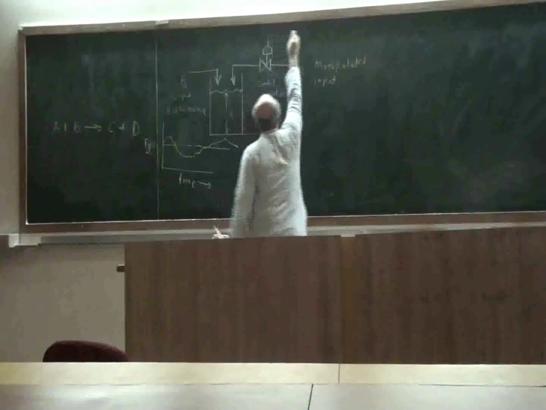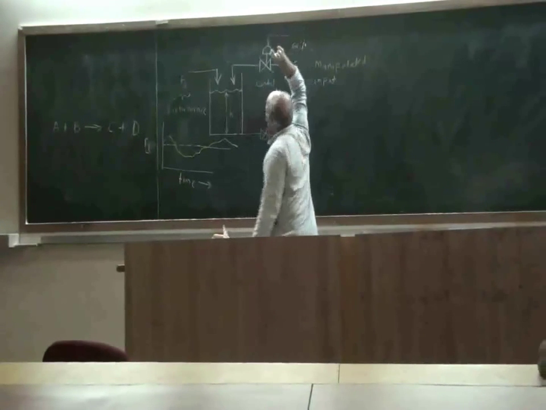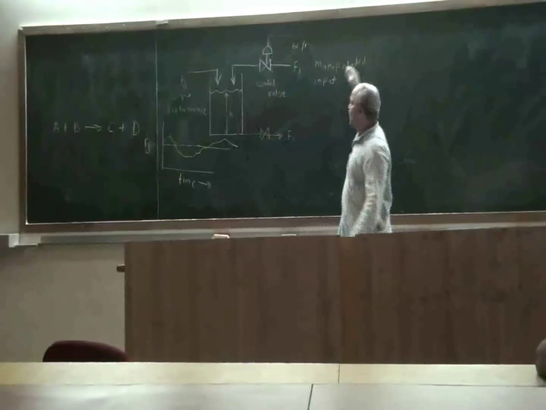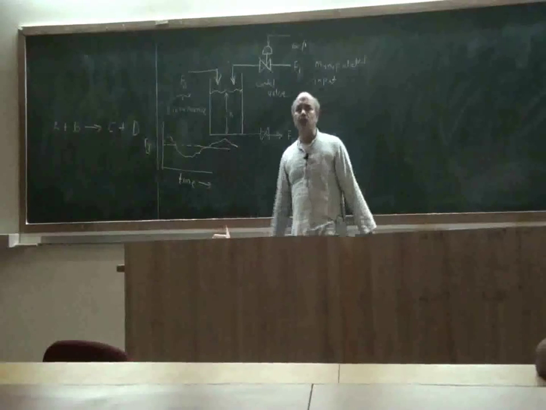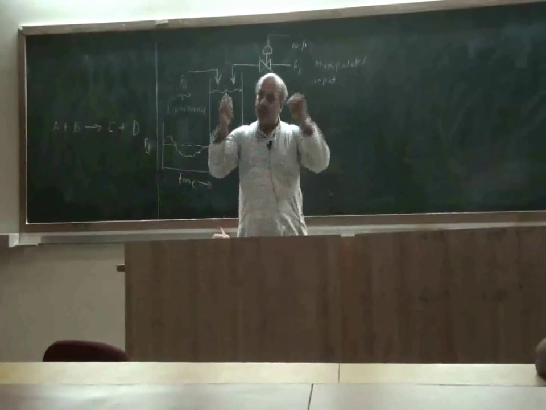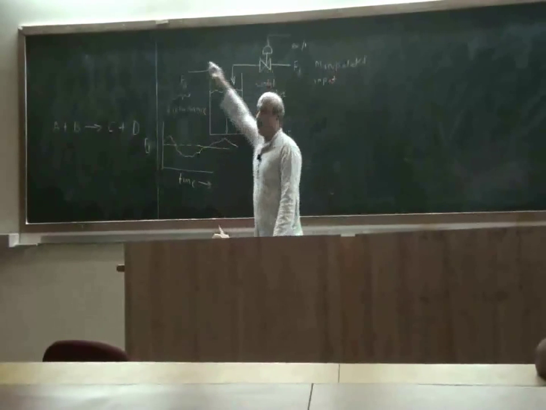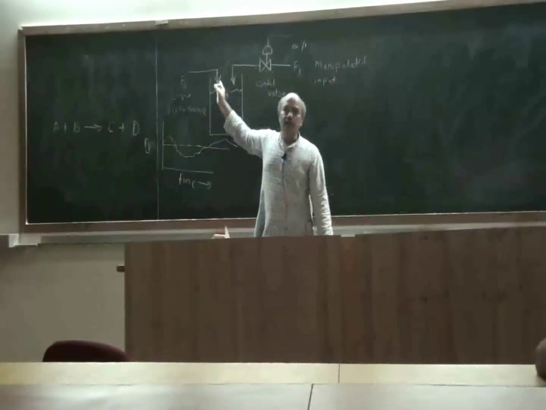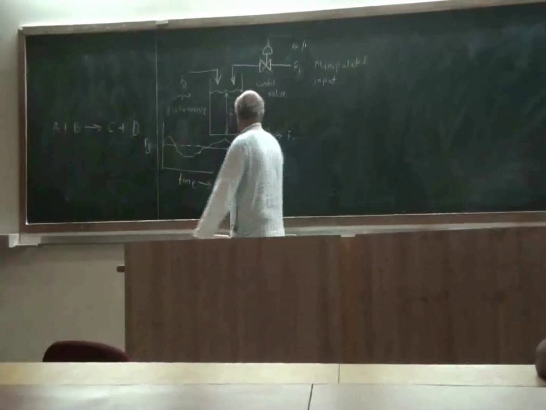If I don't do anything, let's say this valve is open 50%. This valve is kept open 50%, and then a certain flow Fi is coming in. Right now, no mixing of A and B. Assume a simple thing, just water. This is water. I have water level to be maintained inside this tank.